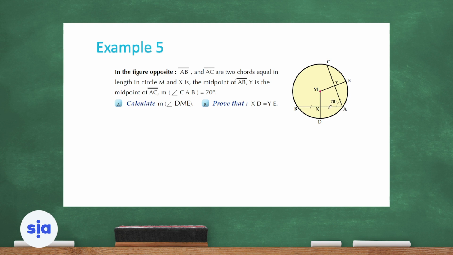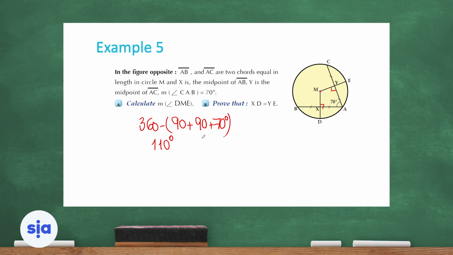If you check it here, you will see that as long as AB and AC are two chords equal in length, and X is the midpoint of AB, where Y is the midpoint of AC, then MX and MY are equidistant from the chord. Equidistant from the chord means that these two angles are 90 degrees each of them. So for this quadrilateral AYMX, as you know, the sum of measures of the interior angles in a quadrilateral is 360 degrees, so the measure of angle DME equals 360 minus 90 plus 90 plus 70 degrees, which is 110 degrees.